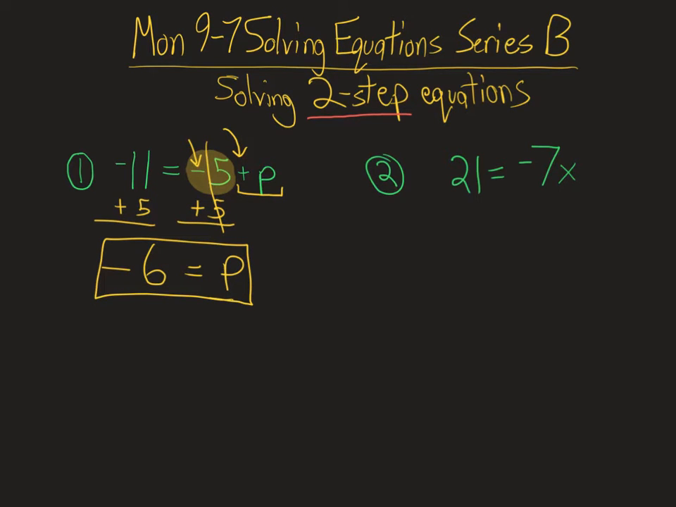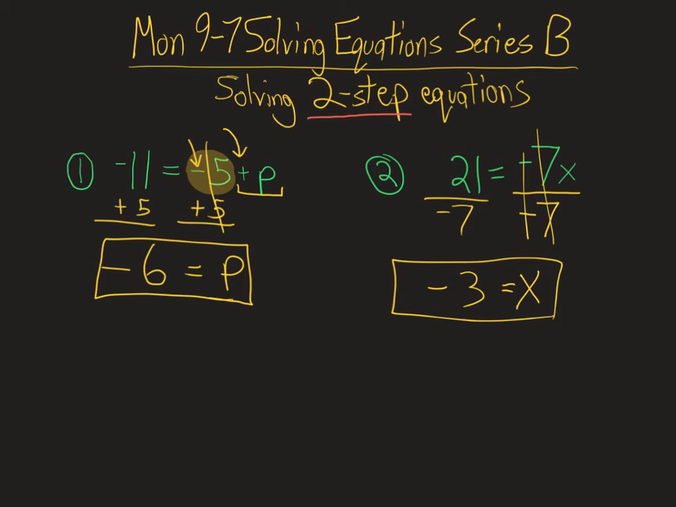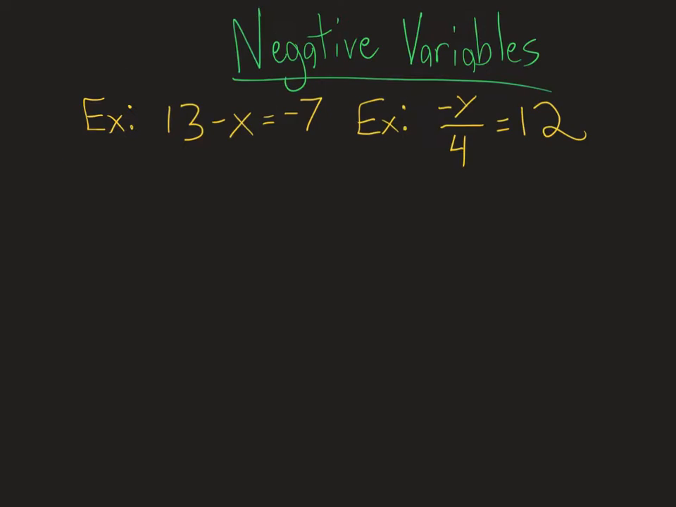All right, number 2, same idea. That negative 7x is multiplying, so I'm going to use division to cancel it. I'm going to divide off both the 7 and the negative, so I want them both to go so that x is by itself. I'll do the same on both sides. I'm going to end up with negative 3. Okay, hopefully you're tracking with me and that made total sense. We're going to jump in.